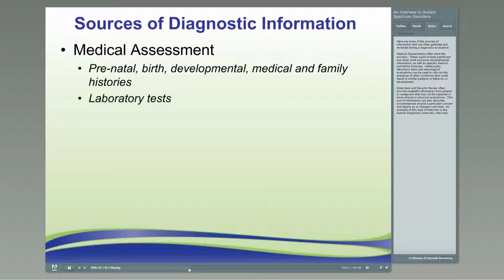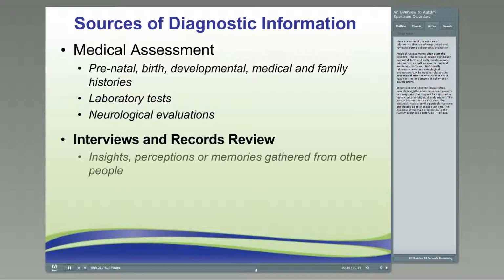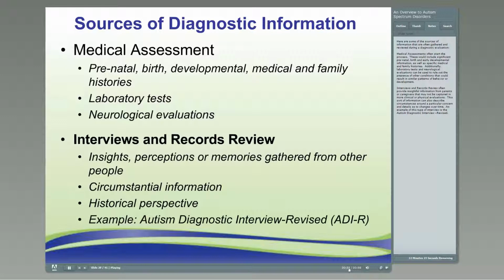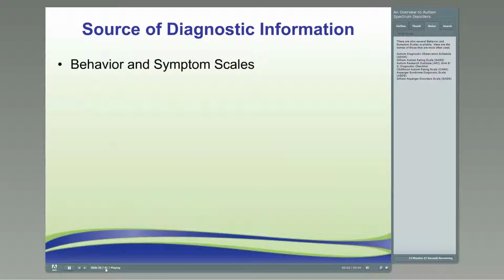Additionally, laboratory tests and other neurological evaluations can be used to rule out the presence of other conditions that could result in similar patterns of behavior or development. Interviews and records review often provide insightful information from parents or caregivers that may not be captured in more clinical or physical evaluations. This sort of information can also describe circumstances around a particular concern and details as to changes over time. An example of this type of interview is the Autism Diagnostic Interview Revised.